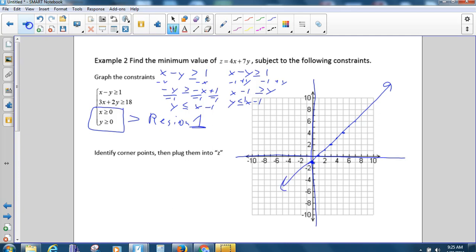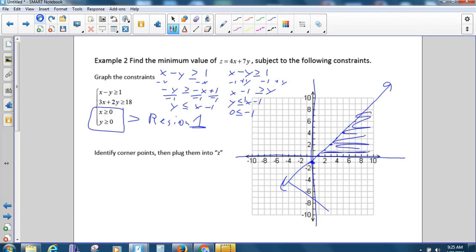Okay? And I have to test, don't forget to test. I want to plug in 0, 0. And I'm going to say 0 is less than or equal to negative 1. Well, that's a lie. 0 is greater than any negative number, which means I'm going to be shading this half of the line. Okay? But remember, just to make it a little less dramatic, I know I have to stay in region 1, so I'm just going to shade right there.